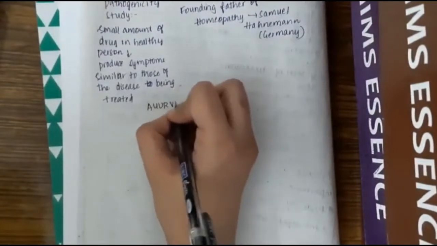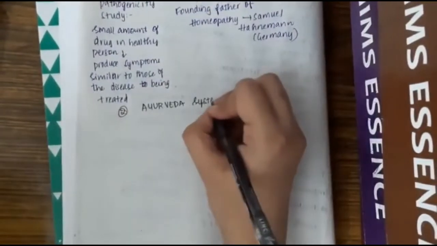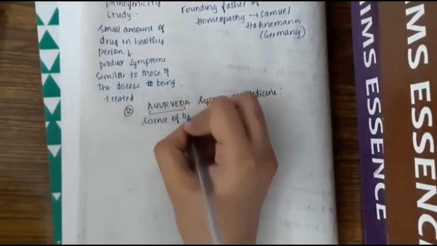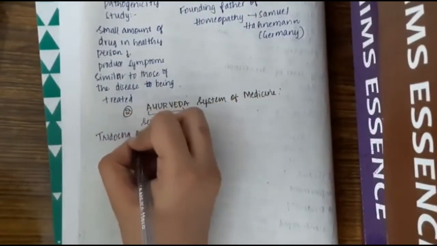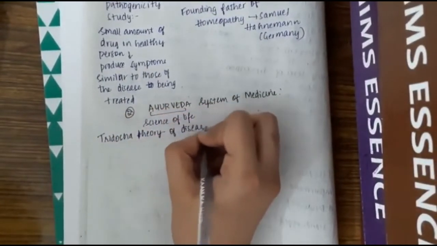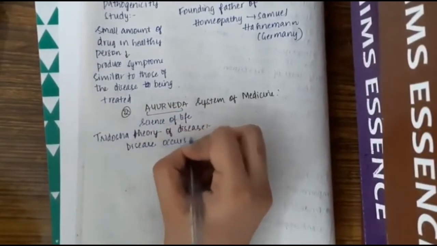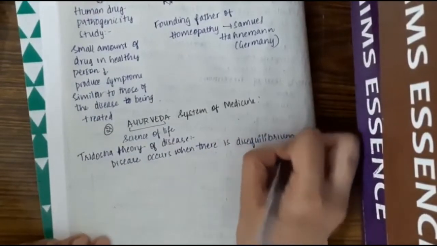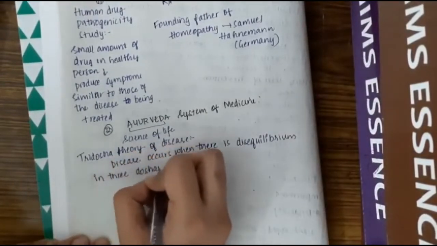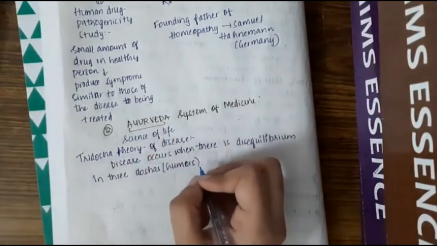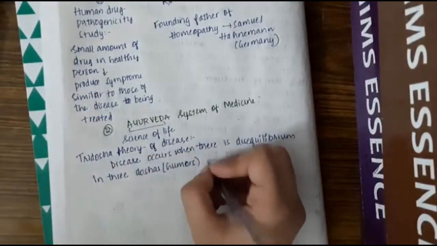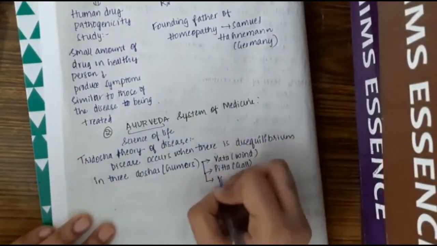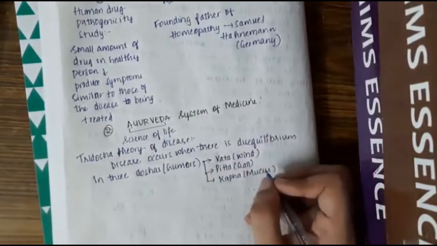Second system of medicine is Ayurveda system of medicine. Ayurveda is science of life. In Ayurveda, we have the three dosha theory of disease. Three dosha theory of disease tells us that disease occurs when there is disequilibrium or problem in three doshas, that means in three humors. That is the three dosha theory, which includes vata, which is wind, pitta, which is bile, and kapha, which is mucus.